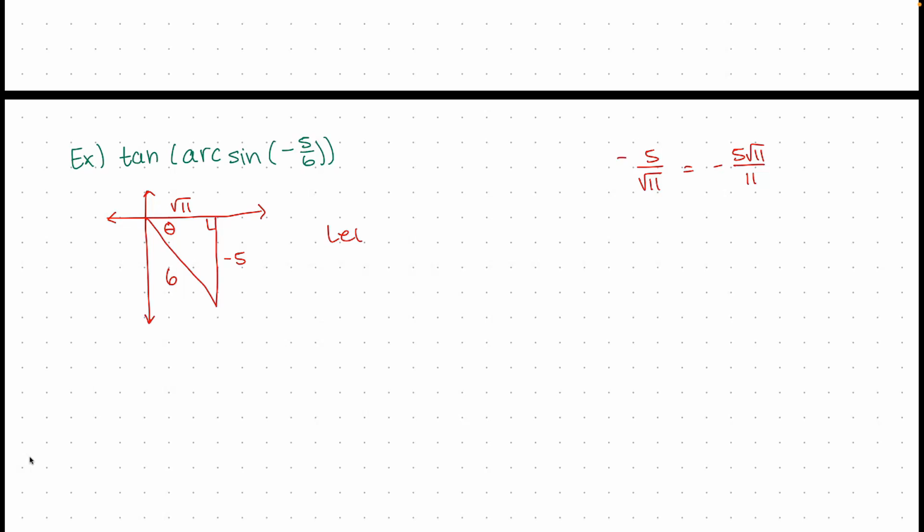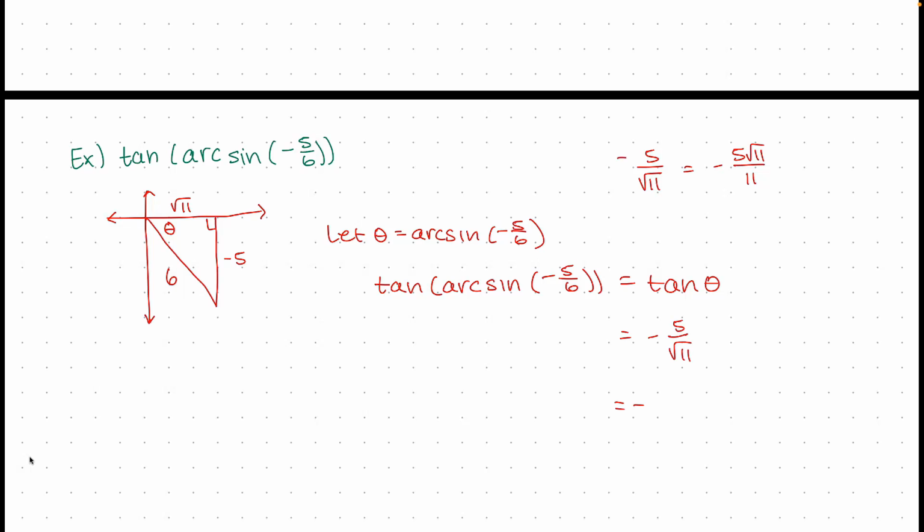So if we let theta equal arc sine of negative 5/6, then we can say the tangent of arc sine of negative 5/6 is the tangent of theta, which is opposite over adjacent, negative 5 over root 11, which matches the answer that was given. Well done! Except I can't write it. Okay. Yay! Any questions about that one? Good job showing me making a mistake again.